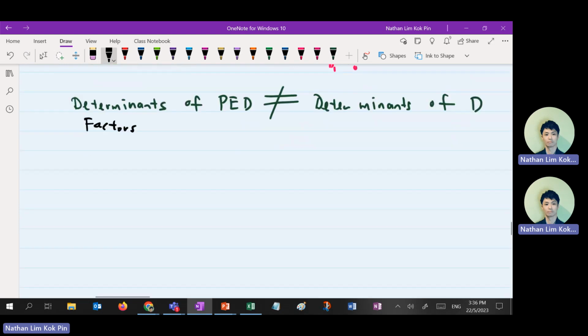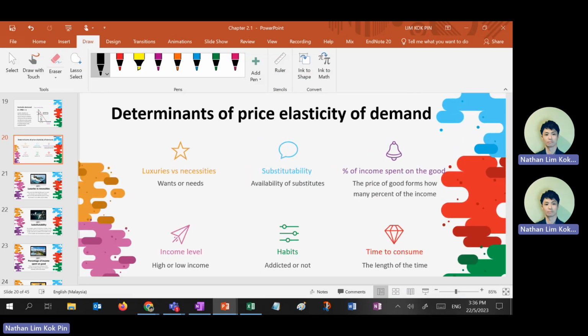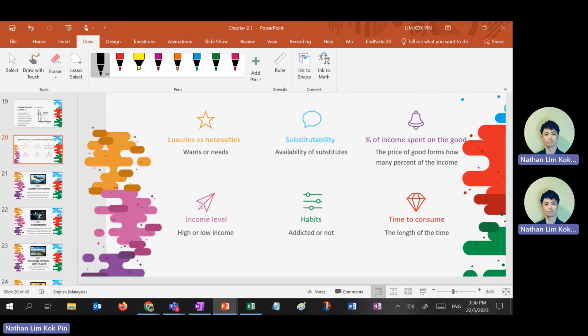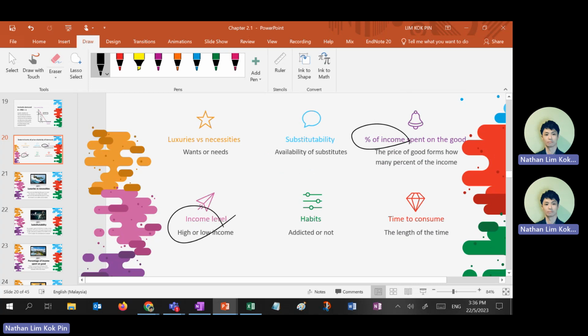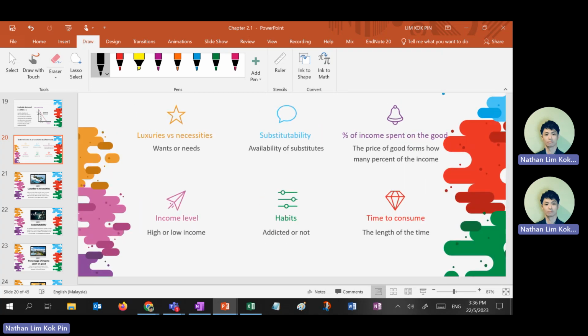All right. Now the first one is luxury versus necessity. Second one is substitutability. Third one is percentage of income. Number 4 is income level. Especially these two, you think it looks like income, right? For determinants of demand, no, they are not the same as the demand factor income. It's percentage of income and income level. Number 5 is habits. Number 6, time to consume. I will go through this one by one.